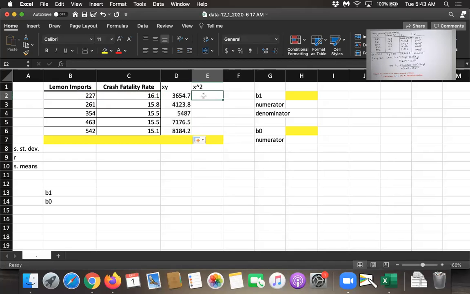See how nice that is? Then over in the x squared column, I type equals, I select the x value, and then put a caret and then a 2 there. And then we'll drag and drop there as well.